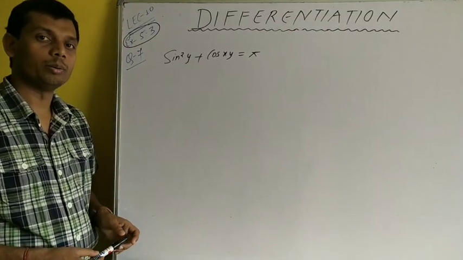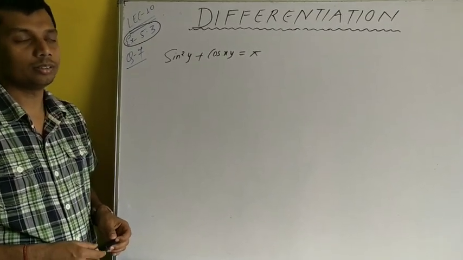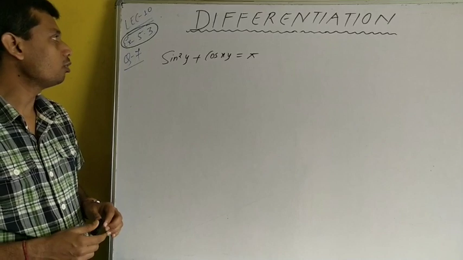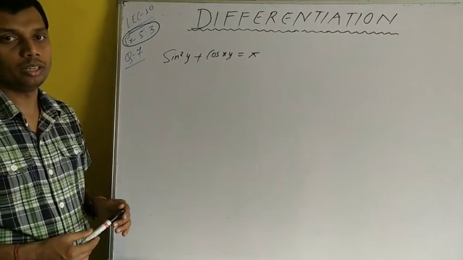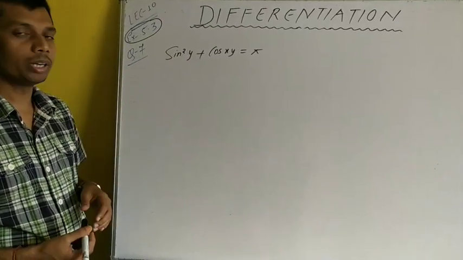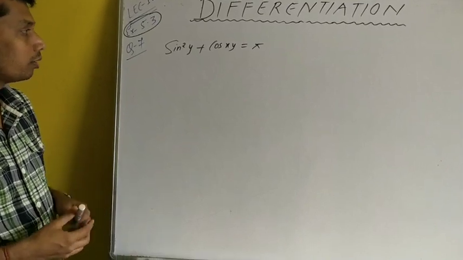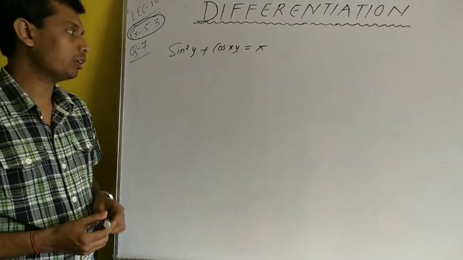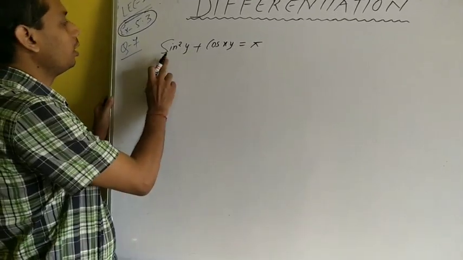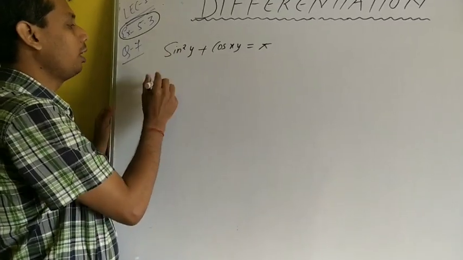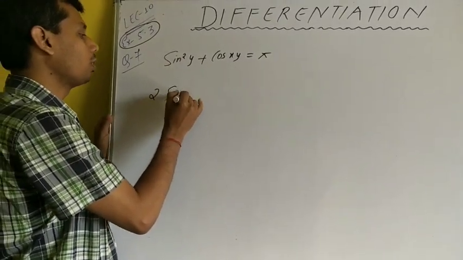Hello students, in a previous video we discussed up to question number 6 of exercise 5.3. Today we will start with question number 7. We were discussing differentiation of implicit functions. Now see, here differentiation of x to the power n is n x^(n-1), that is 2 sin y.